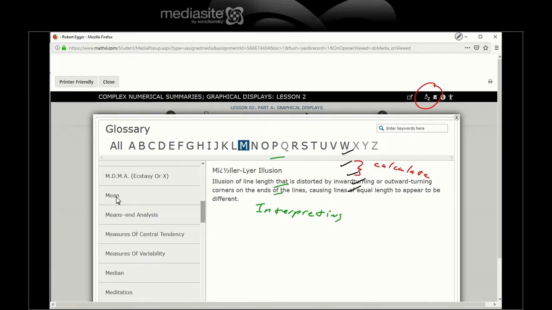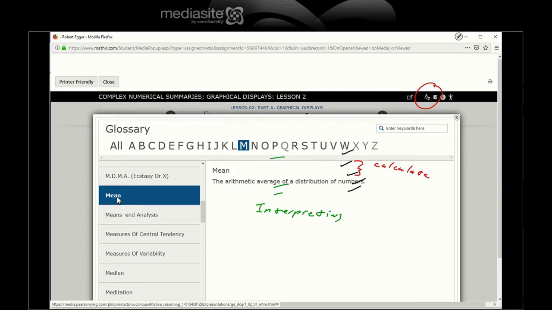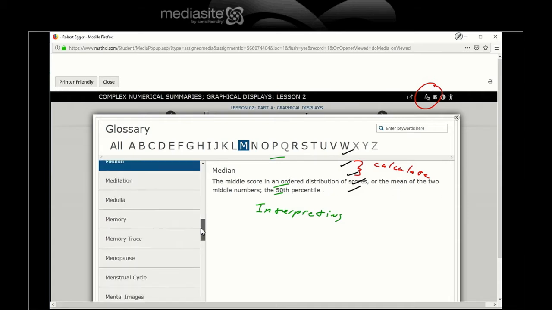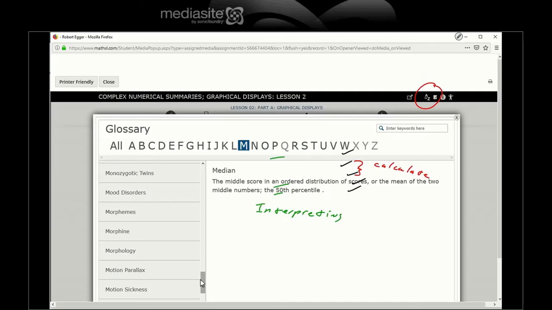Here's a mean: the arithmetic average. Basically, add them up and divide by how many numbers you had. Median is the middle score of an ordered listing. Take all the data points, line them up from low to high, and it's the very middle number, and sometimes the mean of the two middle numbers. There are lots of other definitions in here.